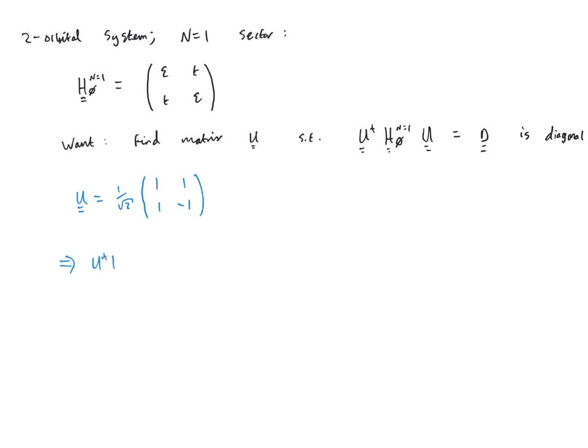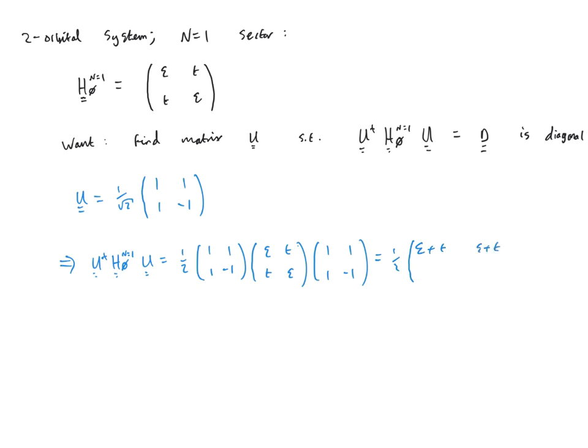So U dagger H phi in n equals 1 sector times U is equal to overall 1/2 of 1, 1, 1 minus 1 times epsilon t t epsilon times matrix 1, 1, 1 minus 1. So it's a bit of matrix algebra for us to do. Let's do the product of these first two matrices first. What do we get? Well, I still have the overall factor of 1/2, and then I have to multiply out those two matrices, and I get the following. Actually, it's epsilon plus t, epsilon plus t, and then on the second row, I get epsilon minus t, and t minus epsilon.